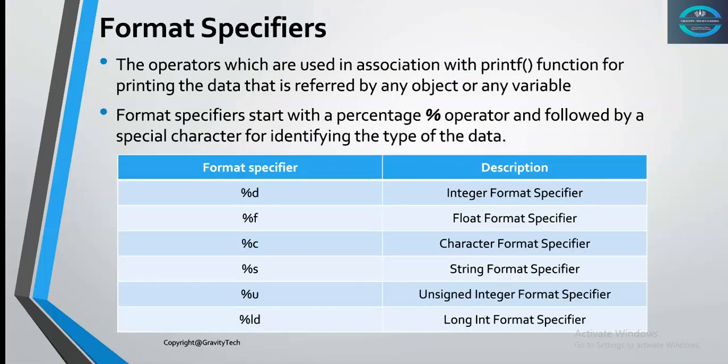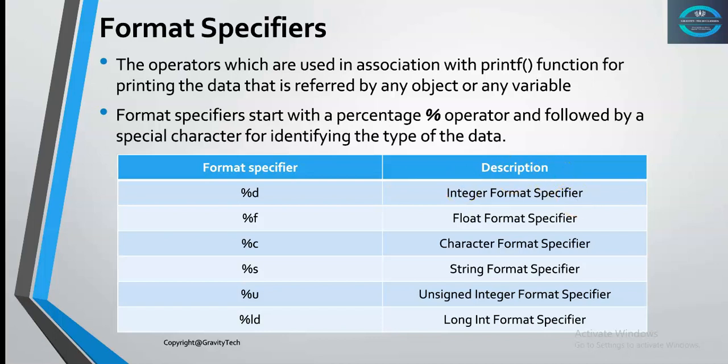So what are the format specifiers? These are basically operators which are used in association with the printf function for printing the data that is referred to by any object or variable. So %d is used to print an integer, %f for float, %c for character, %s for string, %u for unsigned integer or the address of the operator, %ld for long. This is what you need to know right now.